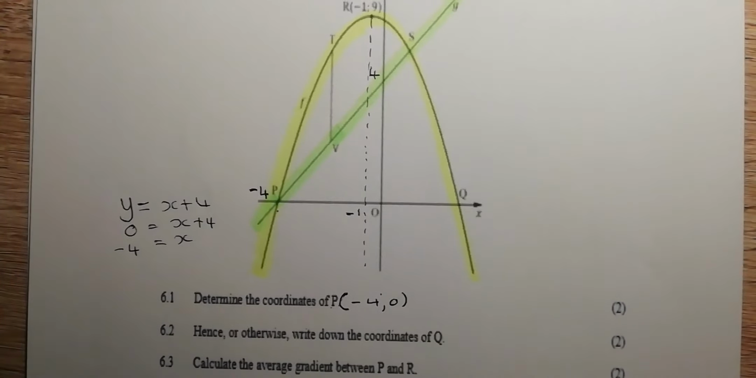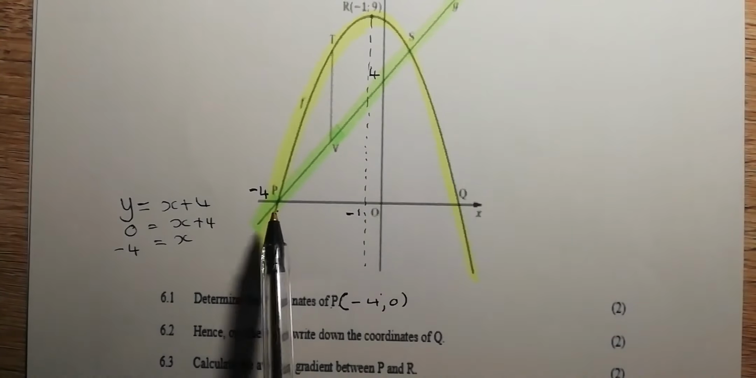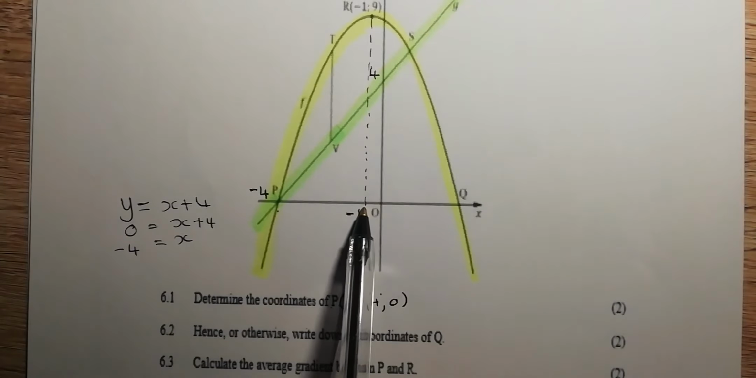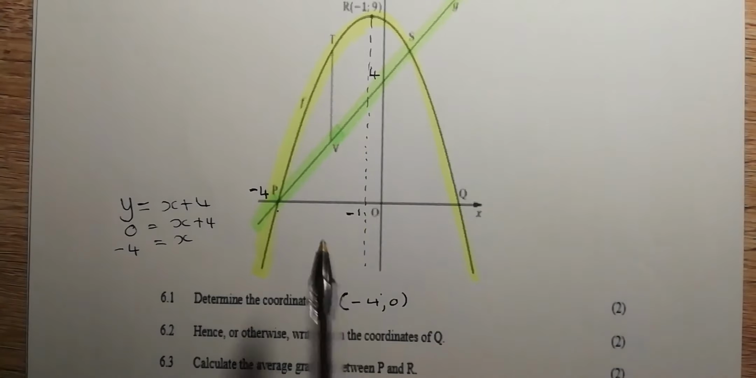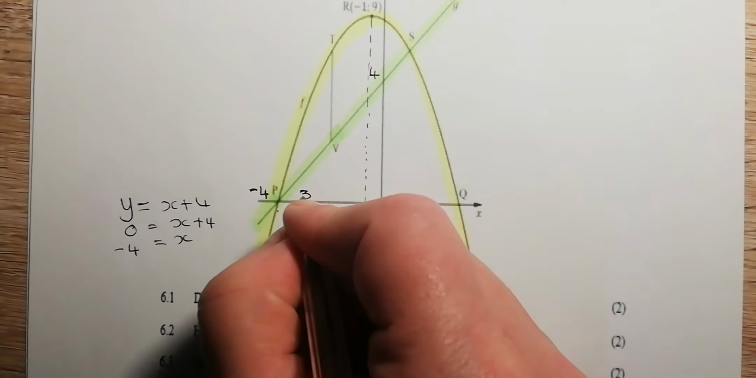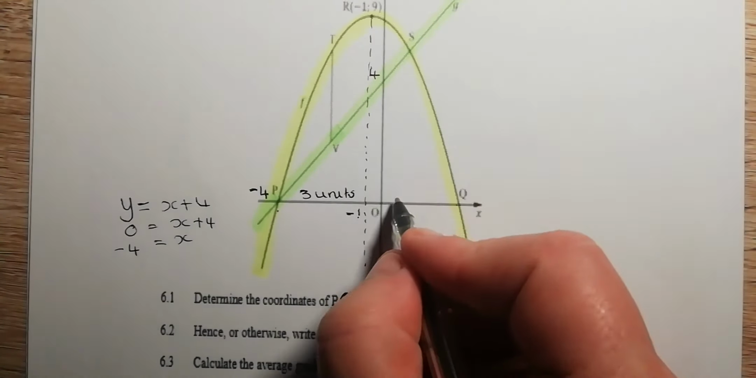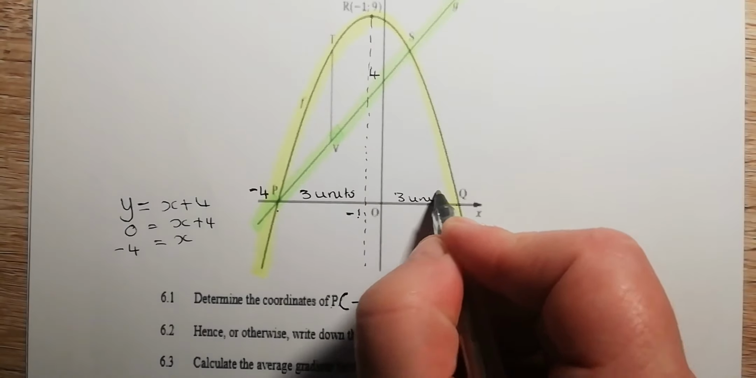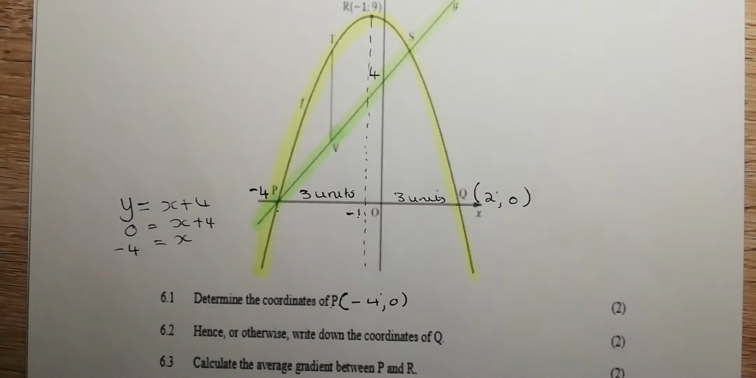Hence or otherwise, write down the coordinates of Q. So what is happening at Q? Q is an x-intercept of my parabola, and P is an x-intercept of my parabola and my straight line graph. And I've already said that this is my axis of symmetry. So this is -4, that is -1. So the distance between -4 and -1 is 3 units. This means the distance between -1 and Q is also 3 units. So 3 units from -1 is 2, so that coordinate is 2 and 0.